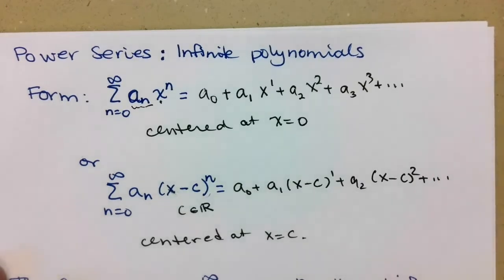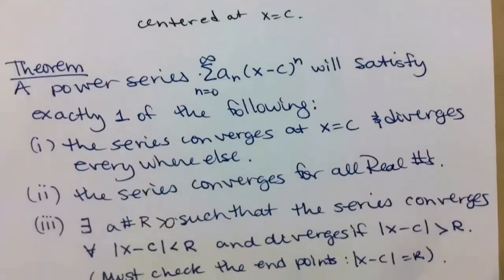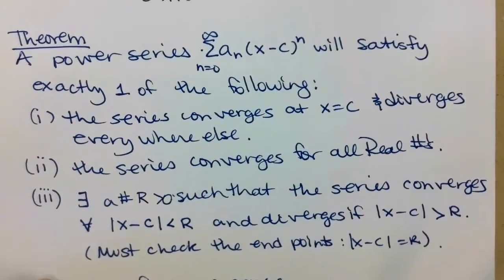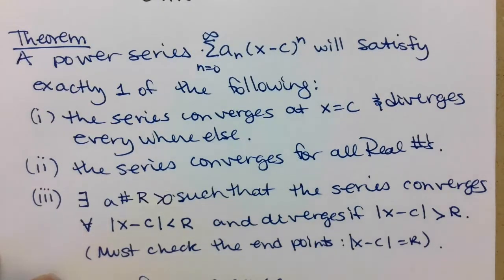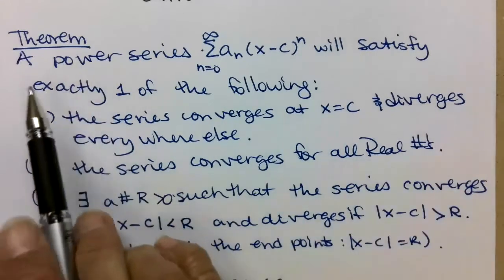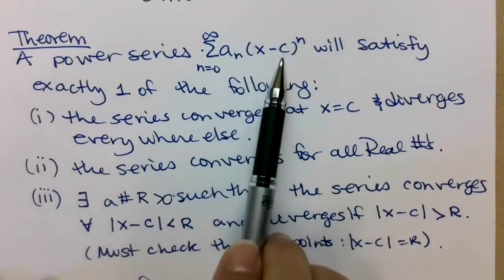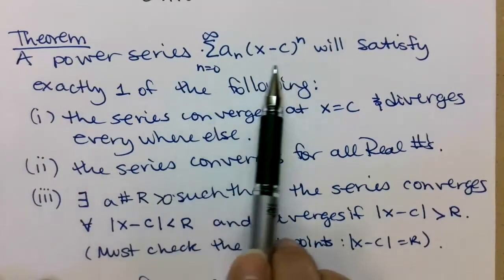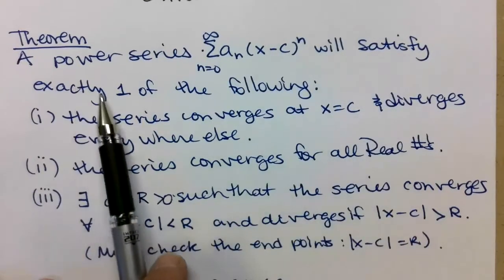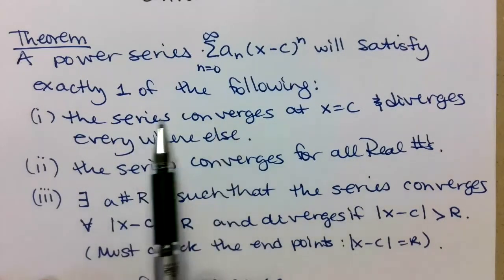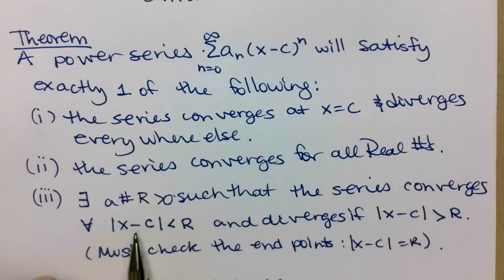Okay? Now, with that, we have this power series. How good is it? And when we say how good, does it converge? Does it go to a value as we add all of those up? So our power series, and I've done the generic one where we're centered at c, our power series will satisfy exactly one of the following. So it's going to fit into one of these three categories.